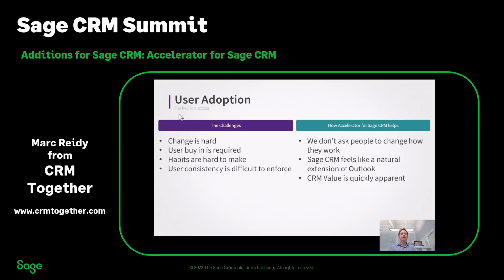And this really is how Accelerator helps with Sage CRM. We don't ask people to change how they work. They start their day in Outlook, they end their day in Outlook. And really, CRM just feels like a natural extension of Microsoft Outlook. And therefore, the value of CRM becomes apparent to these users quite quickly. And this helps with the buy-in.